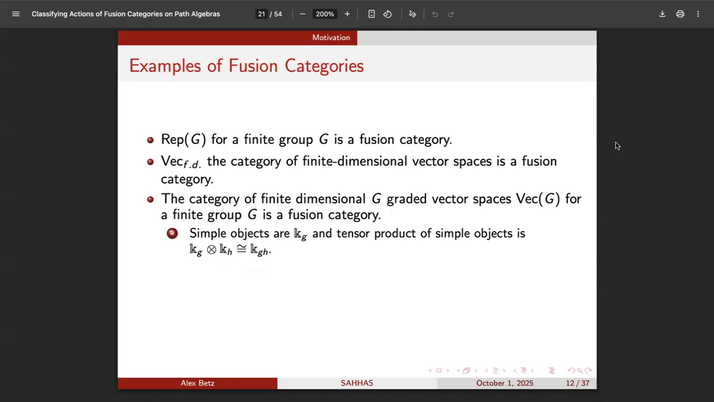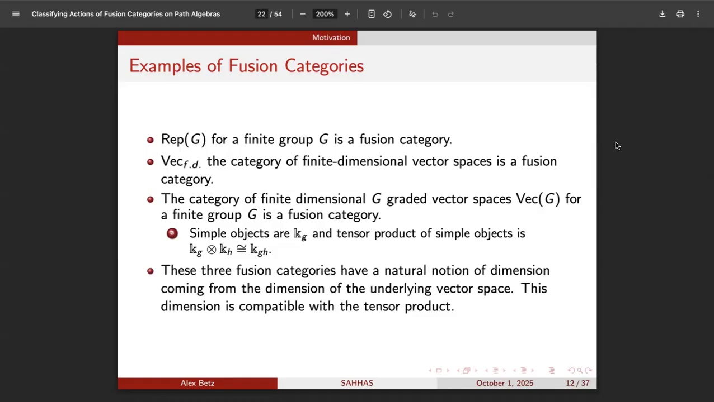Another canonical example is the category of finite dimensional G-graded vector spaces. You can think of the objects as lists of vector spaces, each vector space indexed by some group element. If you take the tensor product of those, you take the tensor product as you would in vector spaces, but you also multiply the group indexing. Like I said, these are the three classical examples. They give you enough tools to get an idea of most things that are going on.